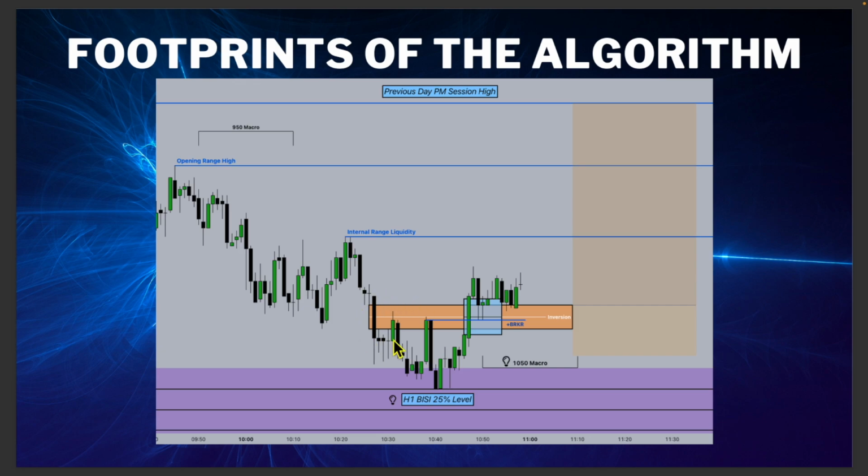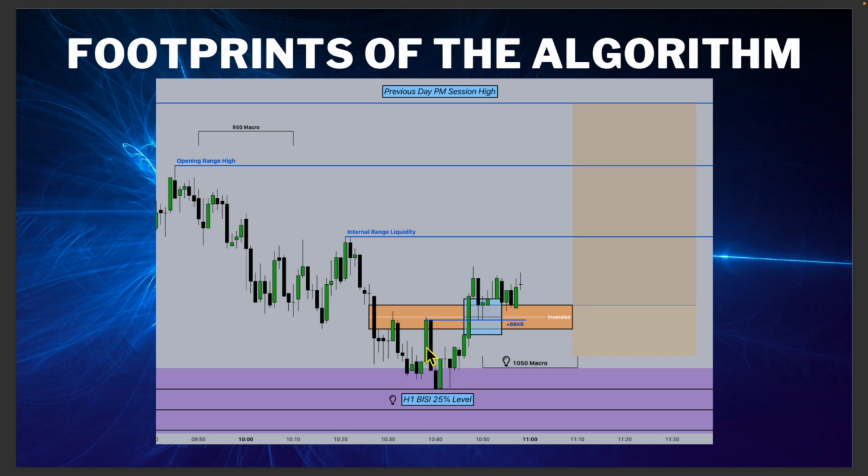Okay, so that's what I want to see immediately after this algorithmic signature, right, to this 25% level of the hourly fair value gap. This is what I want to see. I want to see a disrespect of a premium PD array. That's exactly what we get. So we have the inversion, a breaker, and what? A fair value gap. Okay, so those are three PD arrays where I can form risk on. Where would I put my stop loss?